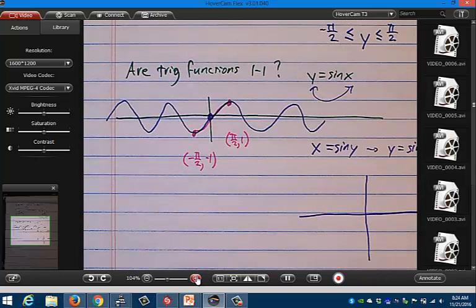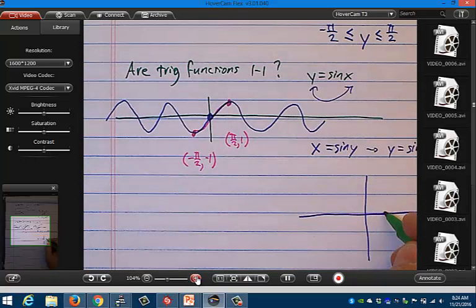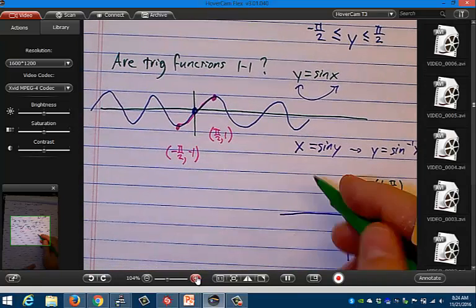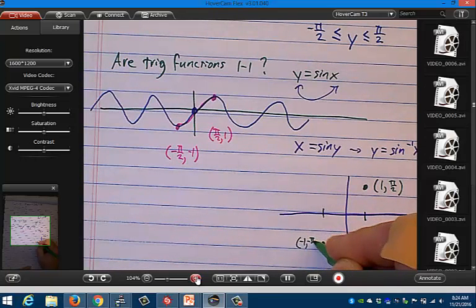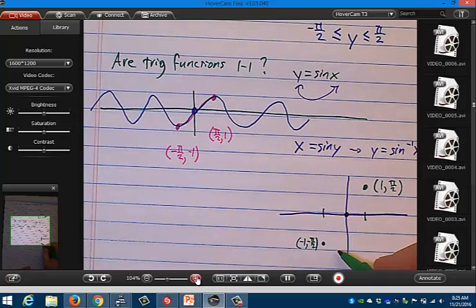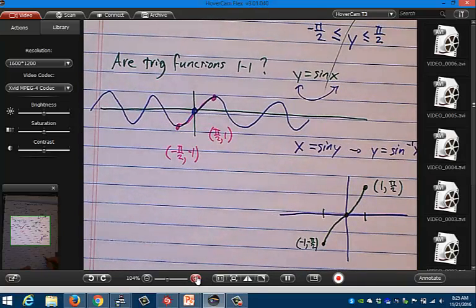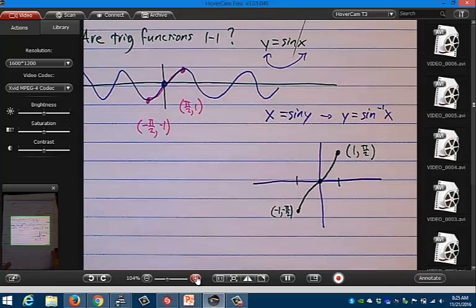So let's graph those two points. Instead of pi over 2 comma 1, we're going to have 1 comma pi over 2. And instead of negative pi over 2, negative 1, we're going to have negative 1, negative pi over 2. And it's still going to go through 0, 0. Because it's a reflection, it's going to look more like this, because if I continued the wave, it would go up the y-axis. Okay, so there's a picture of the inverse sine of x right there.